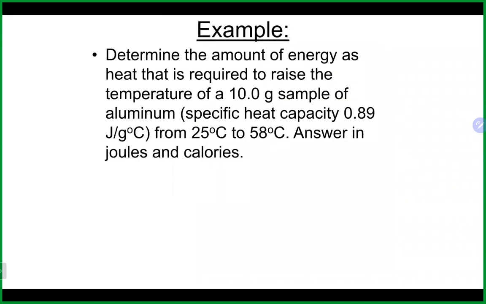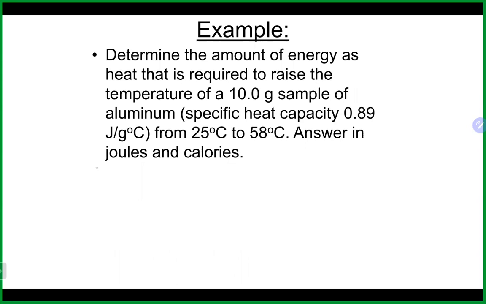So let's try one here. Determine the amount of energy as heat that's required to raise the temperature of 10 grams of a sample of aluminum, specific heat capacity 0.89, from 25 to 58. Give your answer in joules and calories. So take a moment or two, see what you come up with here.